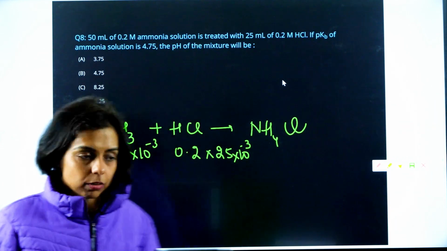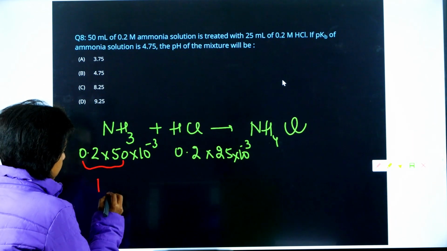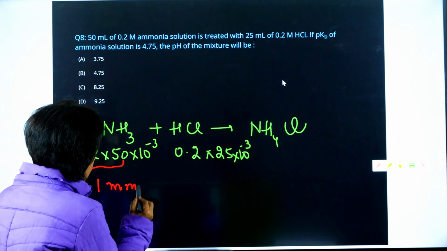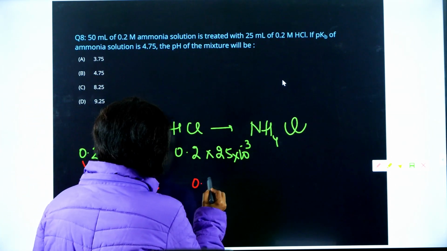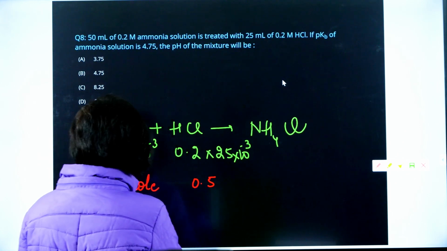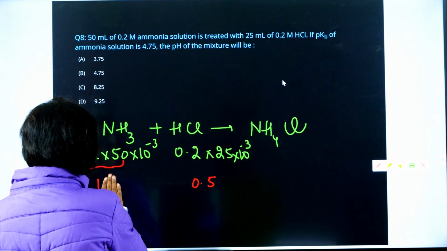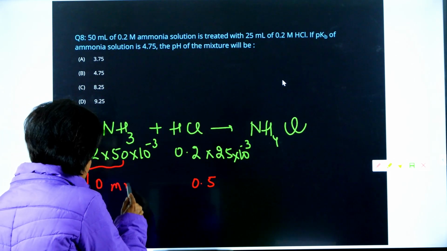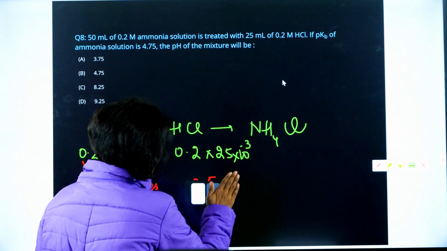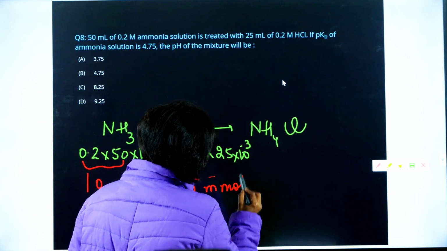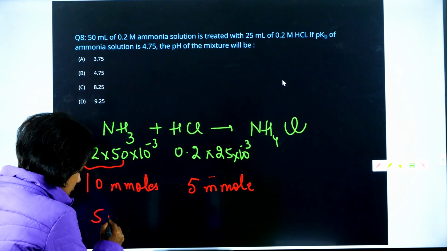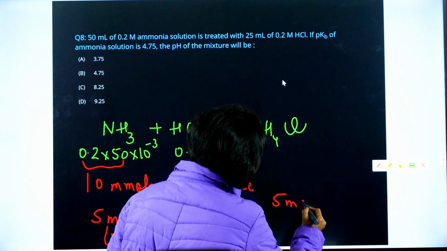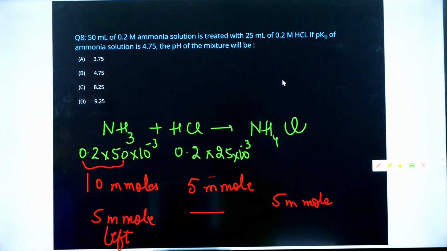So let me write it in millimoles, or moles, whatever you feel like. 10 millimoles of ammonia react with 5 millimoles of HCl. And if this is the reaction, 5 millimoles of ammonia will be left behind. The HCl will be finished, and we get 5 millimoles of NH4Cl. Got it?